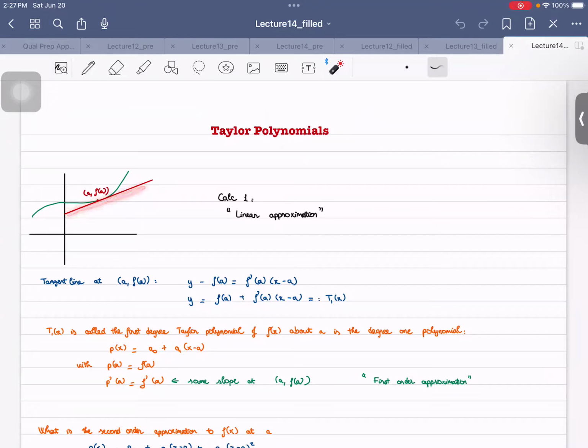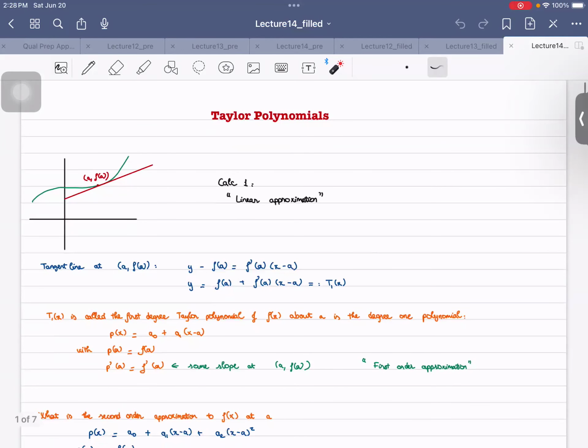Okay, so that means let me suppose that this is the curve of the function. And the question wants you to write down the tangent line to the function at the point (a, f(a)) that belongs to the curve. So you place the tangent line, and this is the tangent line formulation.